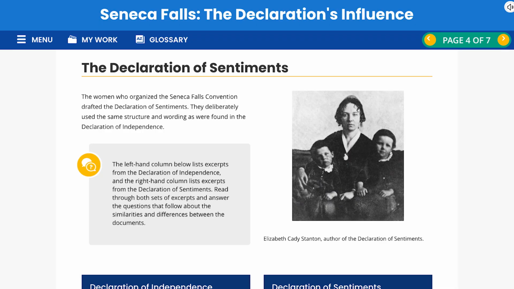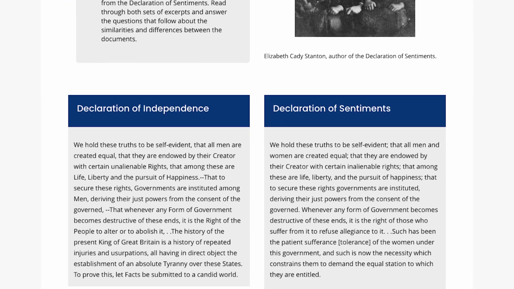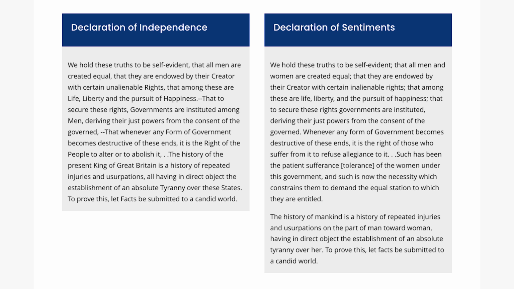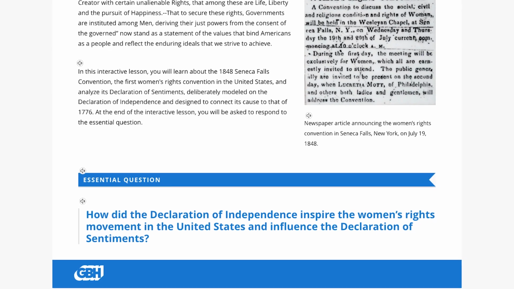I also love the way they've paired the two documents side by side in this activity because it allows us to analyze the purpose and messaging of the document, which is obviously relevant. We're comparing a declaration of rights for what's supposed to be everyone with another declaration which centers those who were left out of the first one. But I also love this as an ELA person because students could actually compare language and sentence structure and argumentation styles. Finally, the experience ends with this essential question.